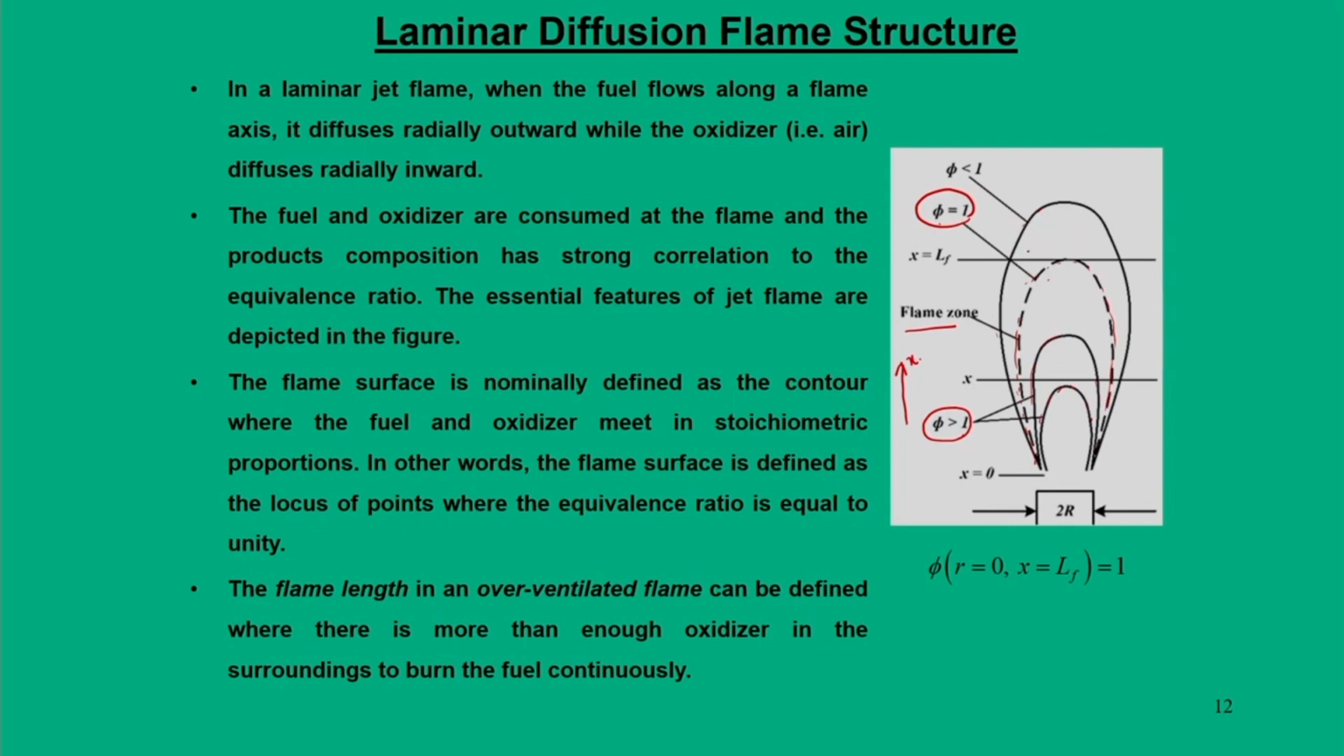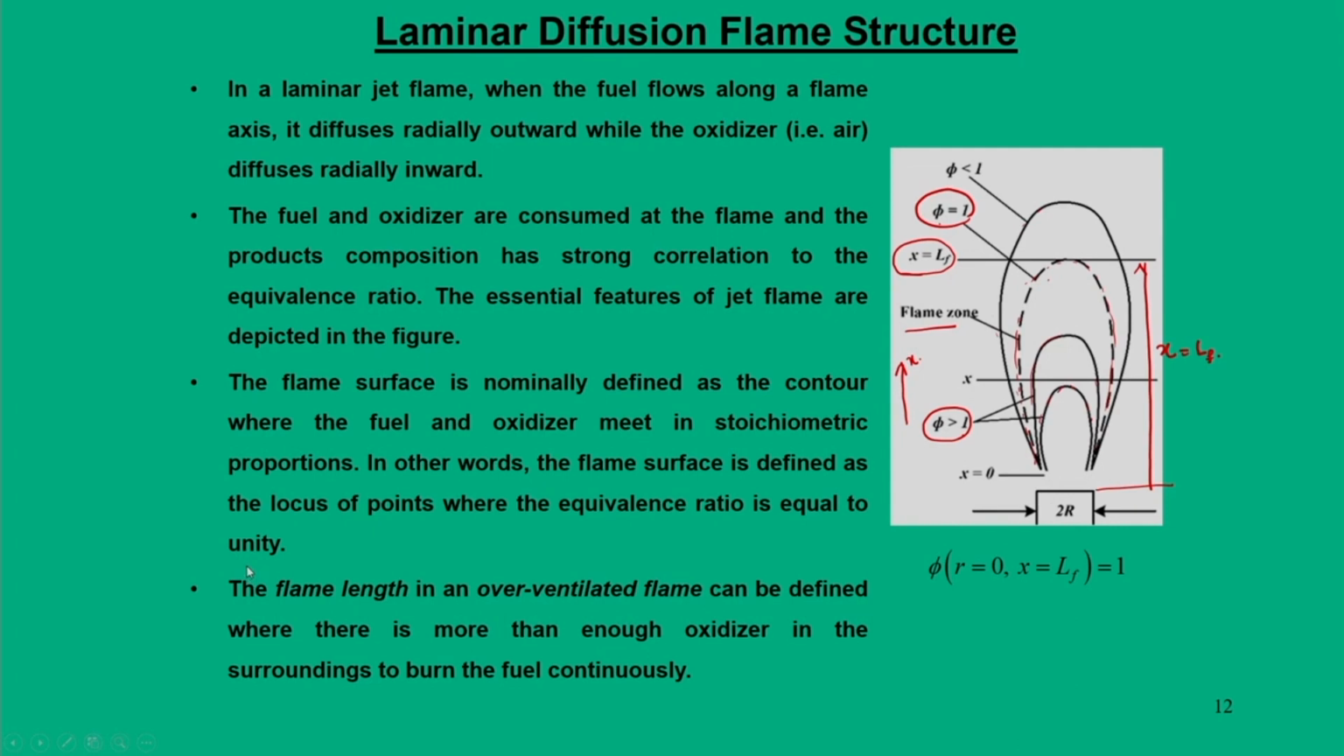This mismatch tells us that there is a particular length, which we call x equal to LF, that is the length of the flame, and it is calculated as the axial distance from the exit of the nozzle. That x equal to LF is nothing but the flame zone beyond which there is enough oxidizer in the surroundings to burn the fuel completely, but below this length there is not enough oxidizer. Normally, the flame surface is nominally defined as the contour where fuel and oxidizer meet in stoichiometric proportions, or in other words, the flame surface is the locus of points where the equivalence ratio is equal to unity.